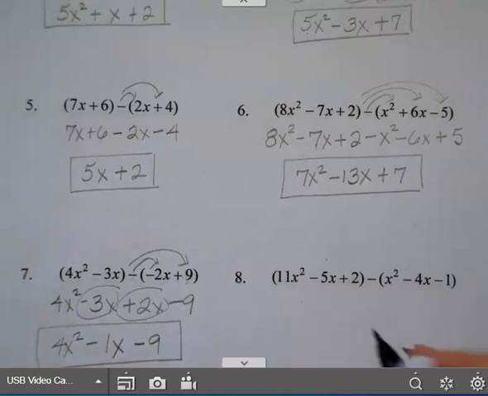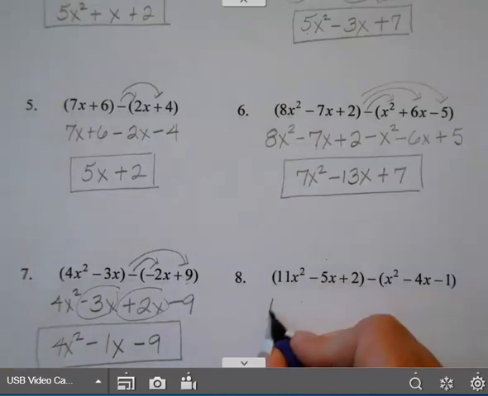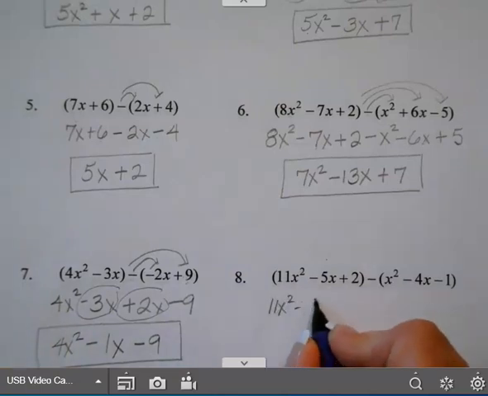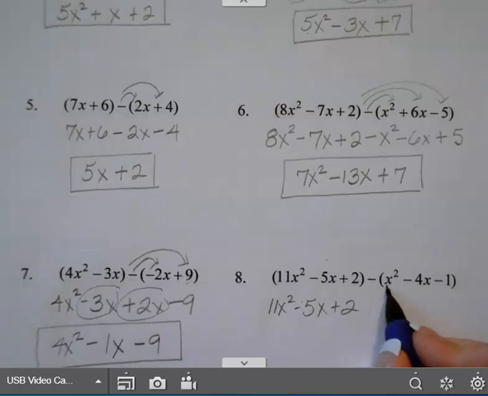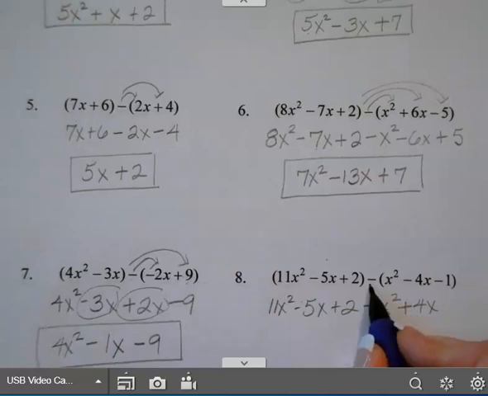Last example. First set of parentheses does not have a negative in front of it, so I can just drop the parentheses. The second one does, so I need to take the opposite of everything inside. So negative x squared, negative 4x, that's going to be plus 4x. And then I'm going to take the opposite of negative 1, so that's plus 1.